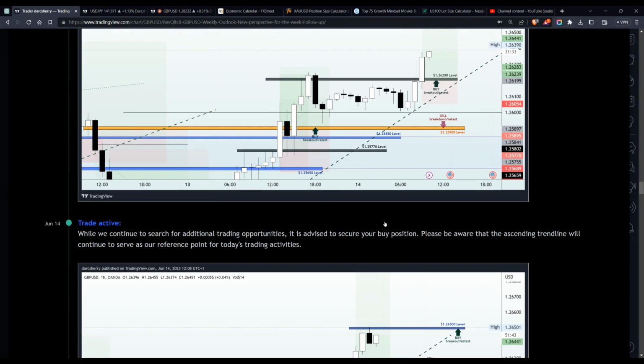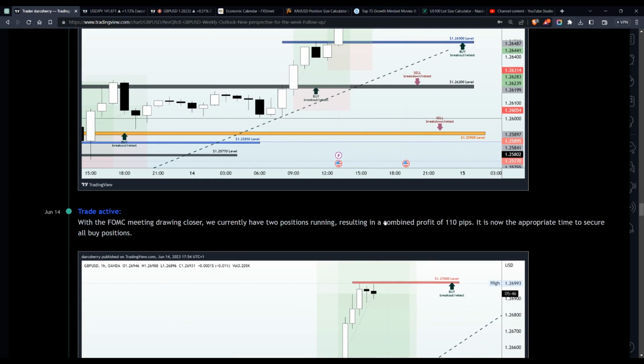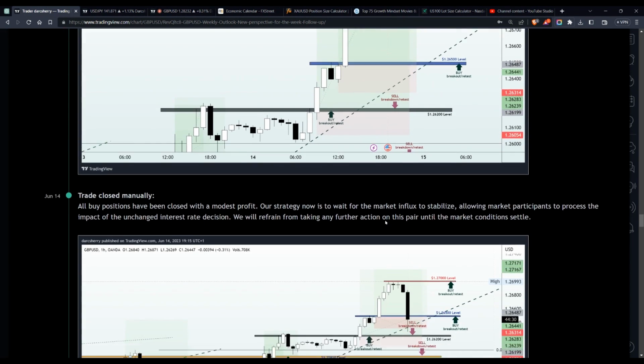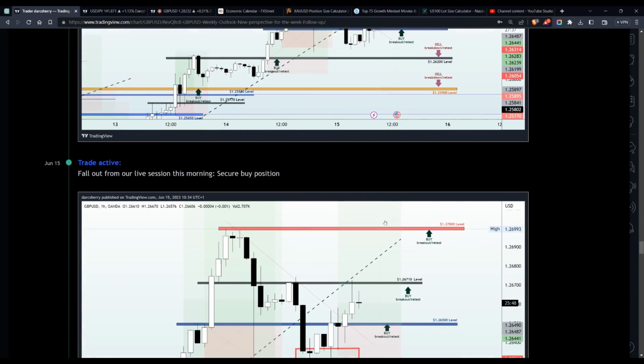So it was quite an interesting and profitable week for every one of us in this community. Well done to everyone who had been part of this bullish momentum.